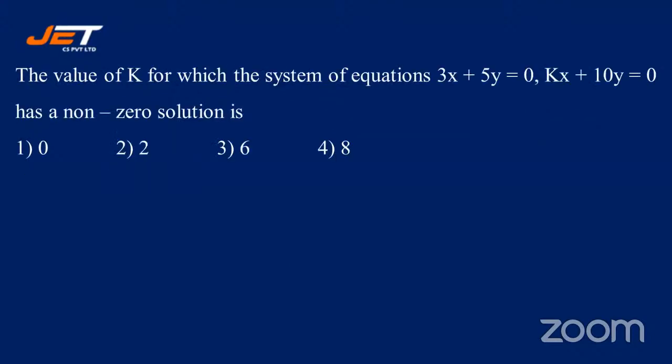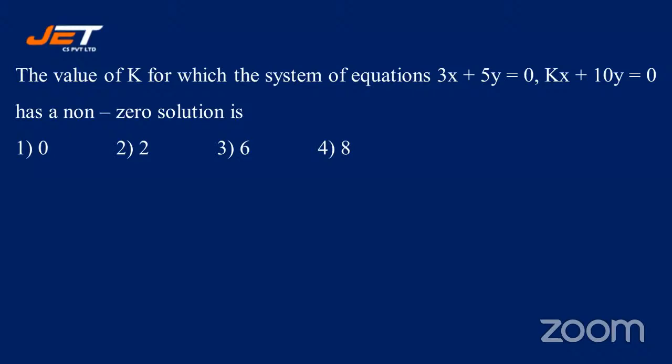The value of k for which the system of equations 3x plus 5y is equal to 0, kx plus 10y is equal to 0 has a non-zero solution is dash. All right, so just find out A1 by A2, find out B1 by B2. That is only a non-zero solution. Equate it, you will get the value of k.